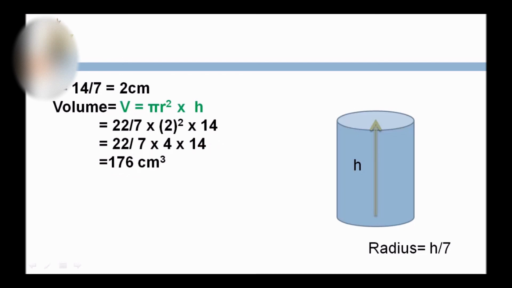And volume is always in centimeter cube because right circular cylinder is 3D, three-dimensional. It has length, breadth, and height. Because it has 3 dimensions, so its unit will be in centimeter cube.